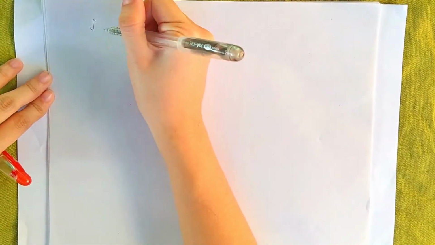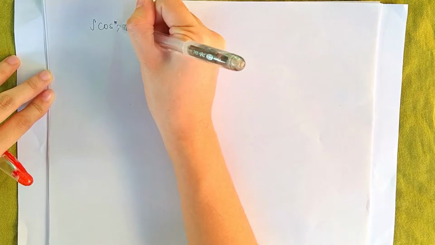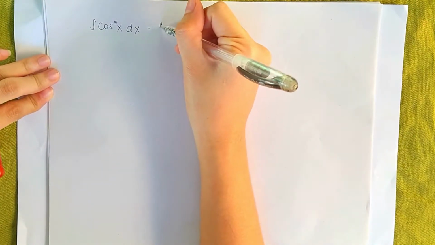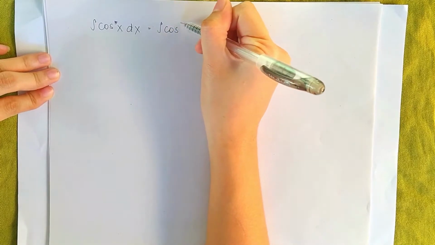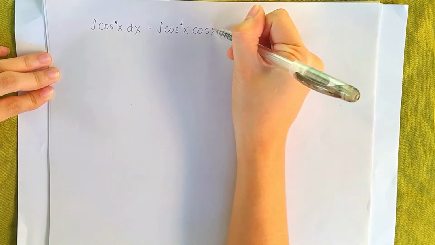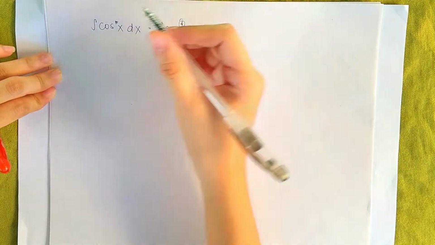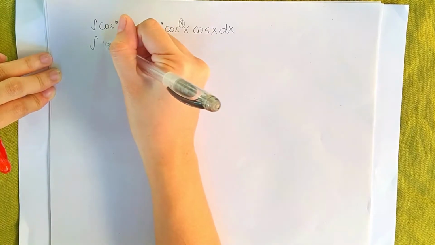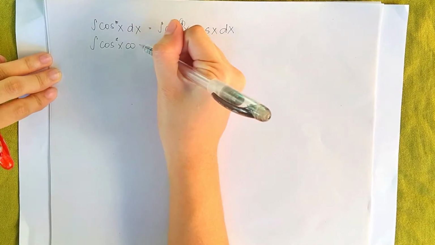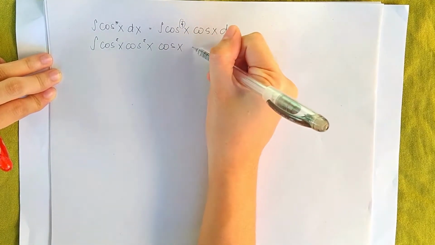So let's work on another example. What is the antiderivative of cosine raised to 5x dx? So just like the first one, this will be cosine raised to 4x times cosine x dx. So let's separate again the fourth power. So this will be cosine squared x times cosine squared x times cosine x dx.